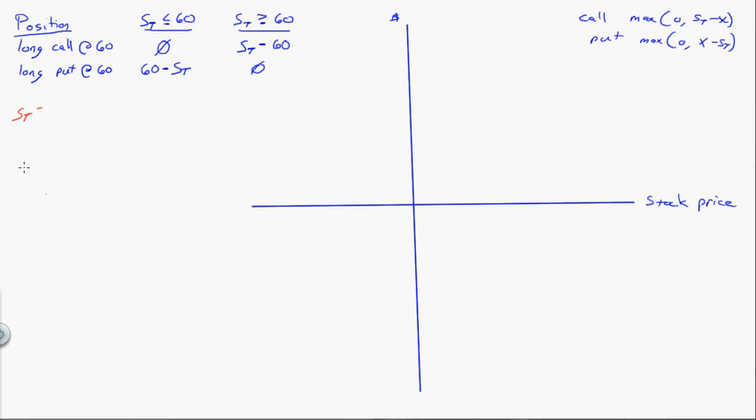Let's say the stock price goes down to 50. What you do is you buy the stock for 50 and you sell it to the person who sold you the put for 60, making that profit. Okay, so if this is the case, I need to add these up and get my totals. Right, so my total portfolio is 60 minus ST, and this is ST minus 60.